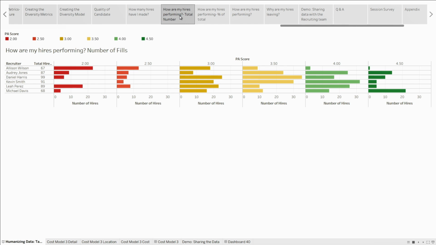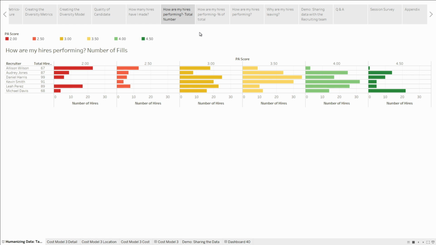So here are those recruiters. You can see here their total number of hires. And you can see here, for each of their hires, how do they fall across our performance assessment rating scale? And once again, this is all based off of number of fills. So this is one side of that story. But where can we go from here?